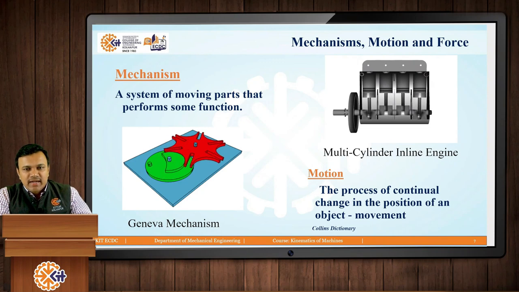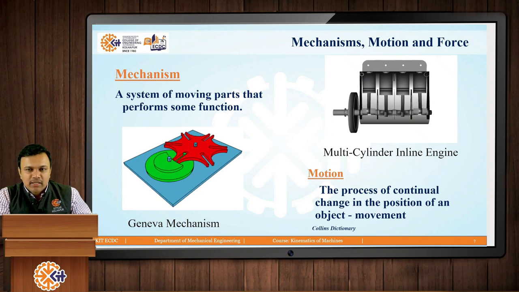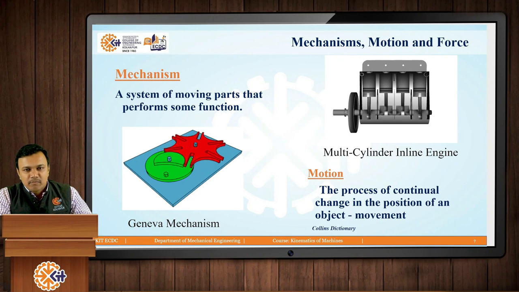Motion is defined as the process of continual change in the position of an object. So simply, motion can be arbitrarily defined as a movement, whether it is a linear movement or angular movement, that depends upon the position from which it had started the motion.